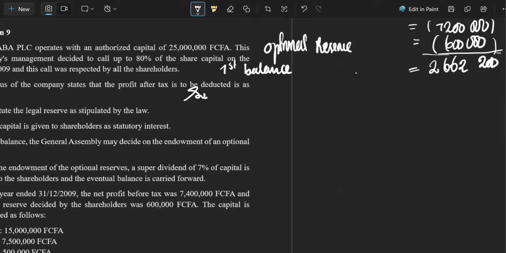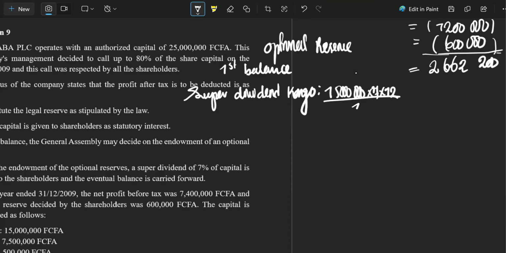So now let's go to super dividend, which is the dividend received by our shareholders. The first one is Congo. He contributed 50 million, times 7, times 12, divided by 1,200 francs, which gives us 1,050,000 francs.